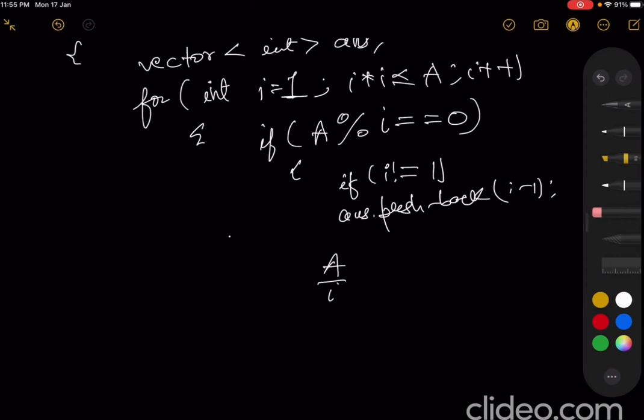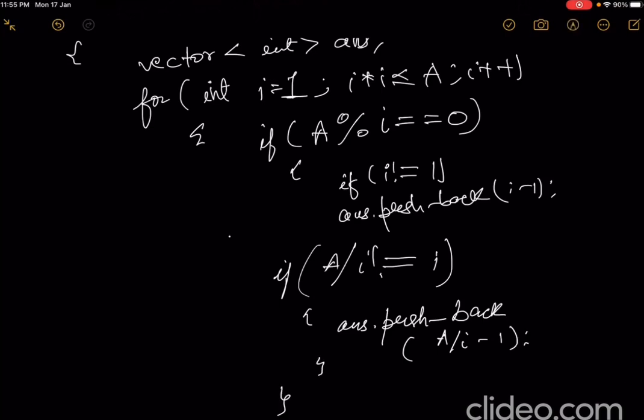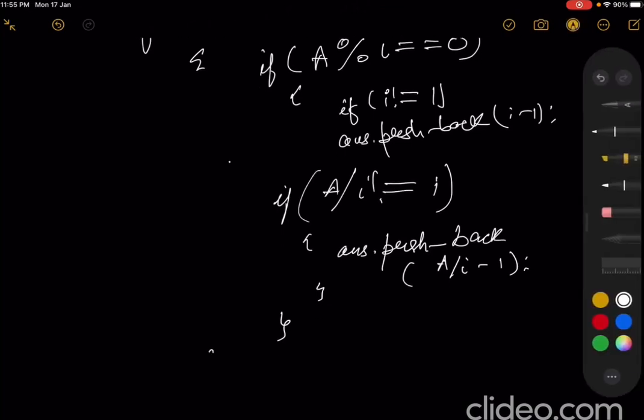So we first check if a by i is not equal to i. Okay, then we simply do answer dot push back a by i minus 1. Okay, and at the end we just close this for loop, and finally we return the answer.